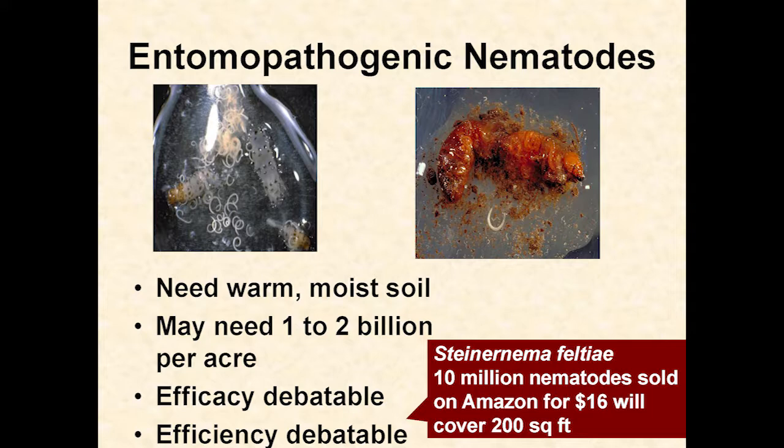You need 1 to 2 billion nematodes per acre, which means we're really questioning whether this is going to be efficient or not. And the last time I looked up to buy Steinernema feltiae on Amazon, I could buy 10 million nematodes for only $16. That would cover 200 square feet. You know, that's a lot of money to cover the size of your vegetable patch or the size of your turf grass sodded area in hopes of killing these Japanese beetle grubs that way. So that's not likely to work.